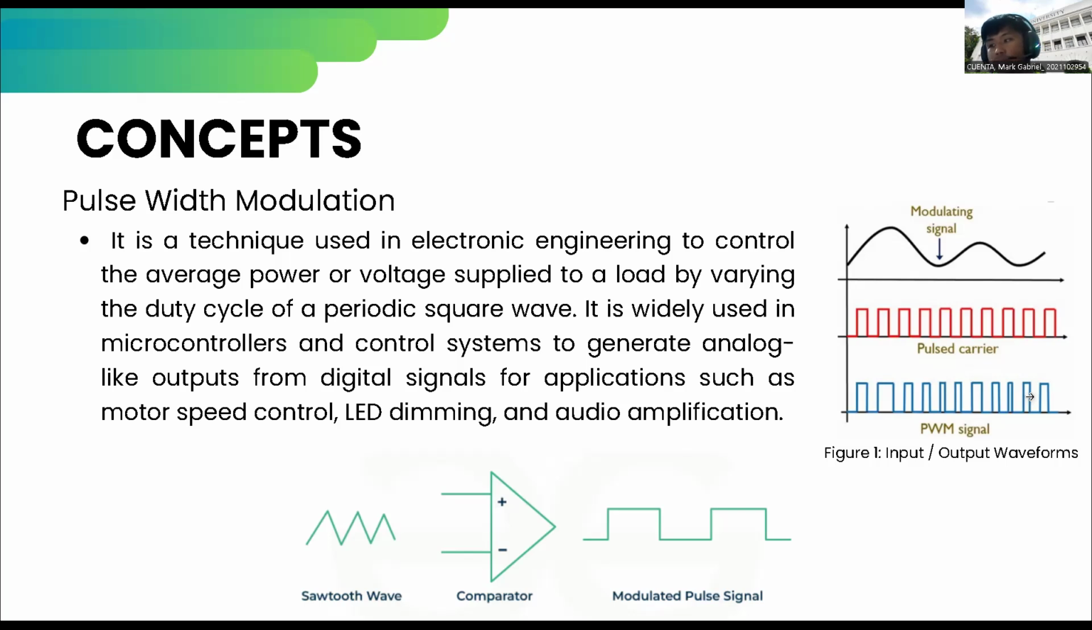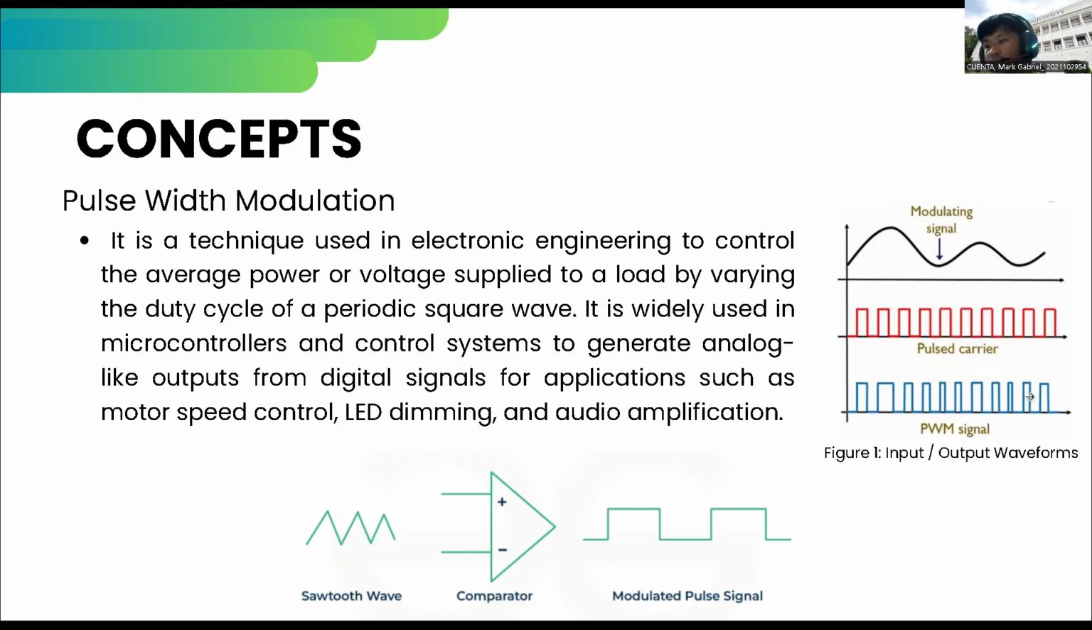So pulse width modulation is a widely used technique for controlling the amount of power delivered to a load, such as a motor or a light. In PWM, a train of rectangular pulses with a fixed period is produced, and the width of each pulse is varied according to the desired power level.